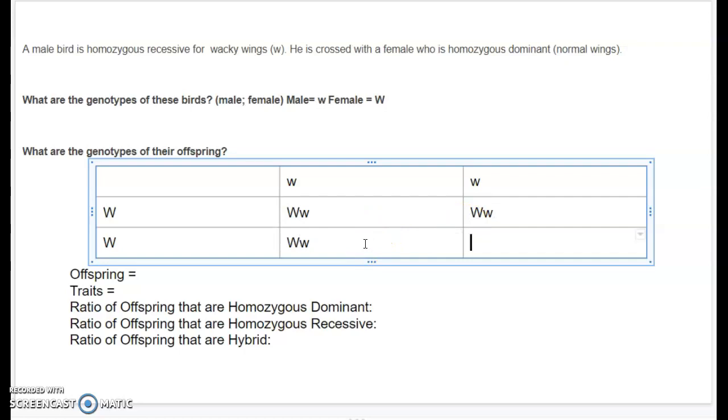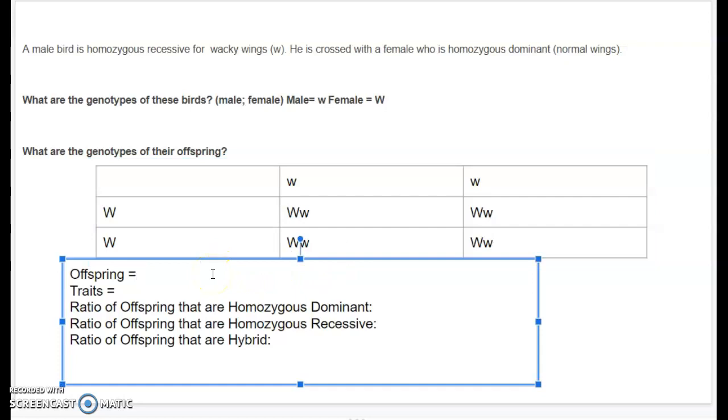Okay, same process. So now it's asking me about the offspring. Are our offspring going to be homozygous dominant, homozygous recessive, or are they hybrid? We know that if they have a capital letter and a lowercase letter, they are hybrid, which means they are going to carry the two genotypes, but what is going to be shown, the phenotype, is going to be the dominant one. So the offspring here are hybrid because they have both of the genotypes.